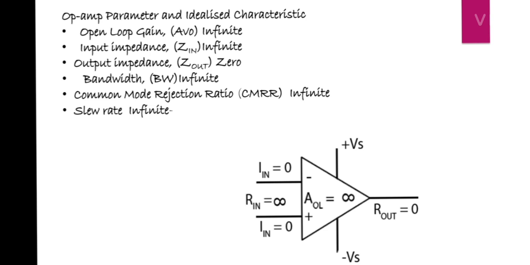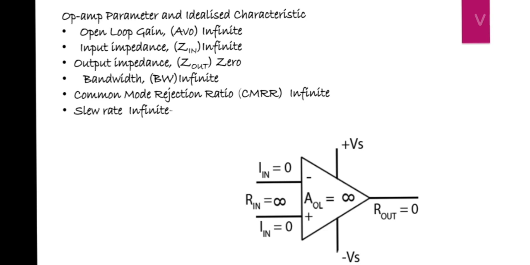Next is the input impedance Zin. The input impedance is the ratio of the input voltage to the input current and is assumed to be infinite to prevent any current flowing from the source supply into the amplifier's input circuit. Iin is equal to 0. Real op-amps have input leakage current from a few picoamps to a few milliamps.